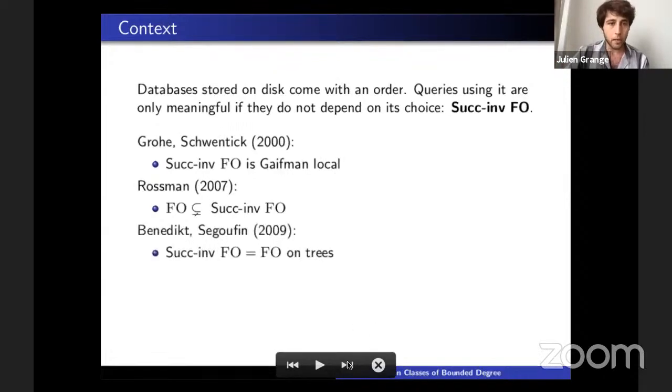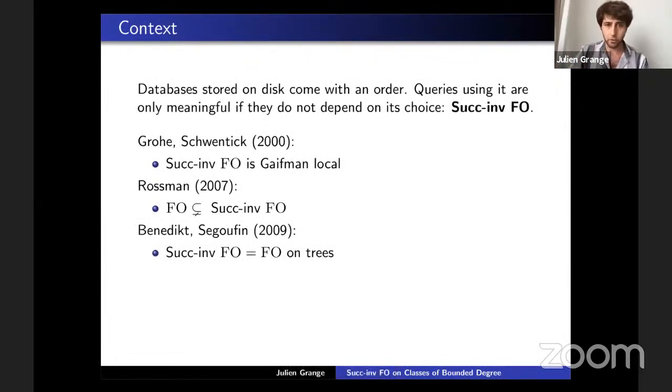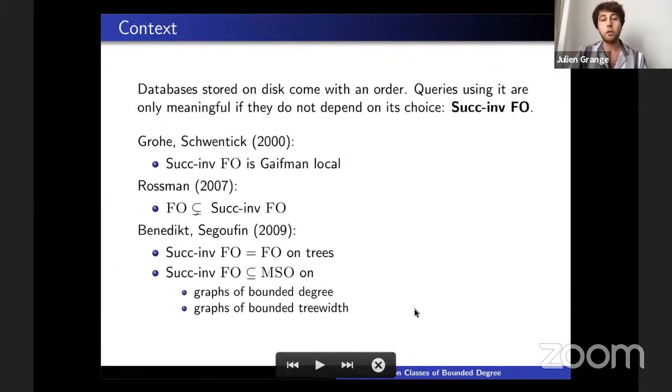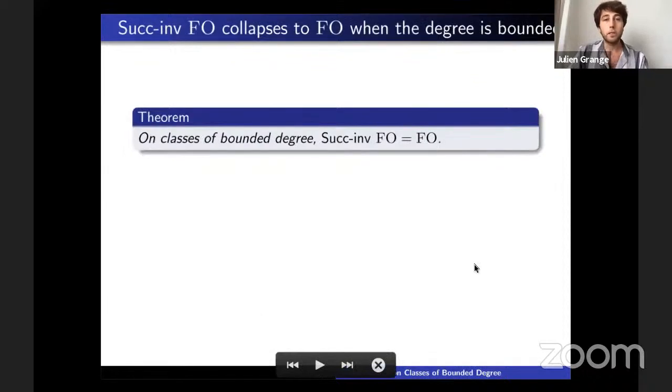Quite the contrary, Benedikt and Segoufin showed that on trees, successor-invariant FO collapses to first-order logic, and that it is included in monadic second-order logic on classes of graphs of bounded degree and of bounded treewidth. So the main theorem of this paper is that when the degree is bounded, successor-invariant FO collapses to FO.